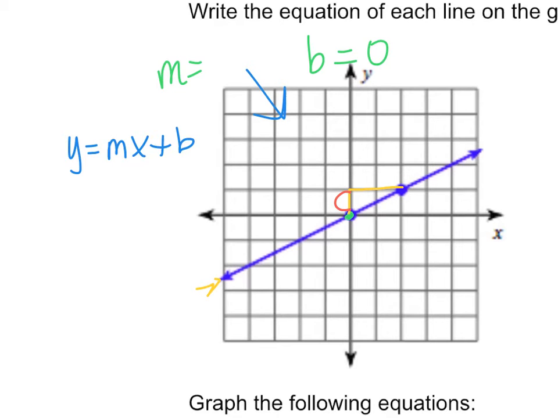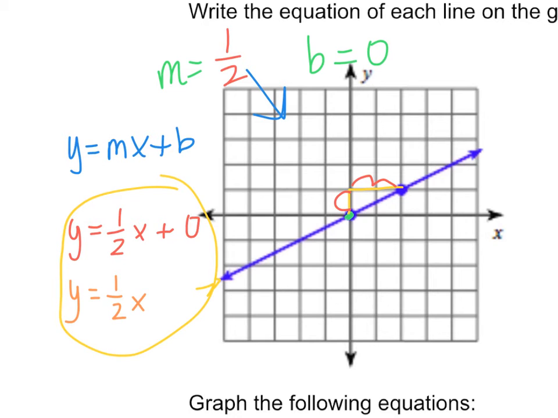On this graph, it rises 1 and it runs 2. So our slope is 1/2 and it's positive. So now we just write the equation. y equals 1/2 x plus 0. You could also say y equals 1/2 x. And having nothing there means plus 0. So either one of these is an acceptable equation for this graph.